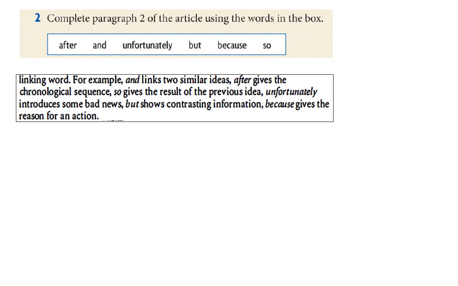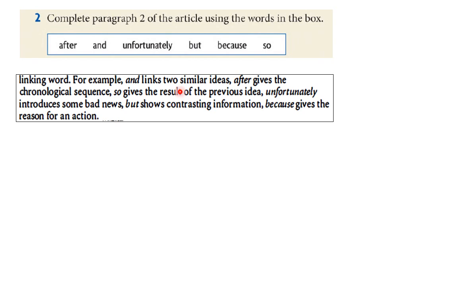Exercise number 2. Complete paragraph 2 of the article using the words in the box. We have 6 words in the box: after, and, unfortunately, but, because, so. These words are considered linking words. For example, and links two similar ideas. After gives the chronological sequence. So gives the result of the previous ideas.